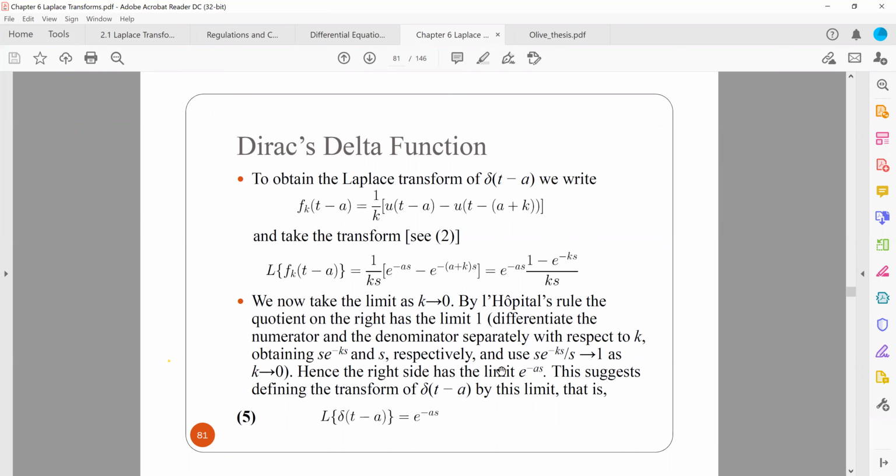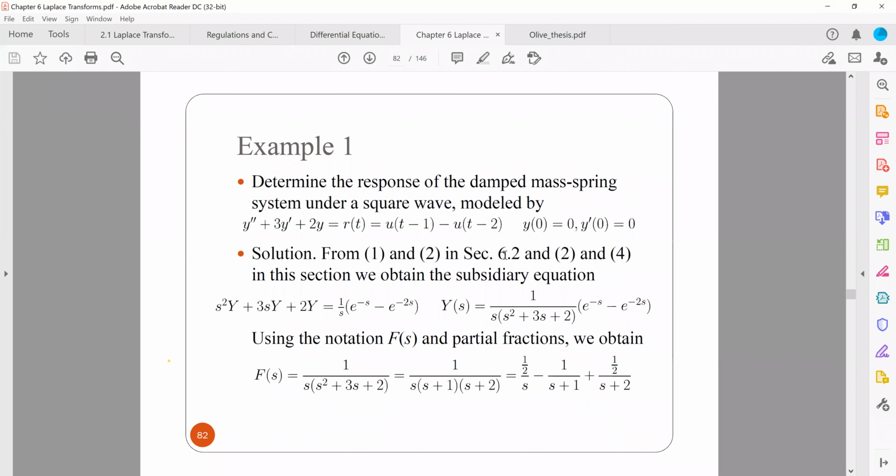So this term will become 1, which means we are only left with e to the minus as. So the Laplace transform of this unit impulse function is e to the minus as. You can go through this to convince yourself.